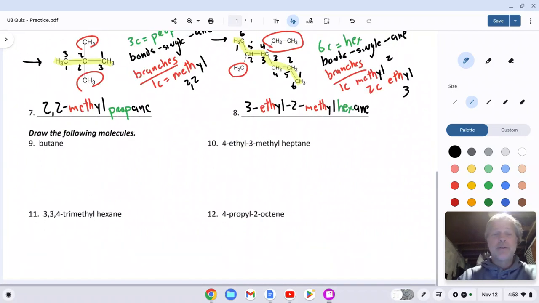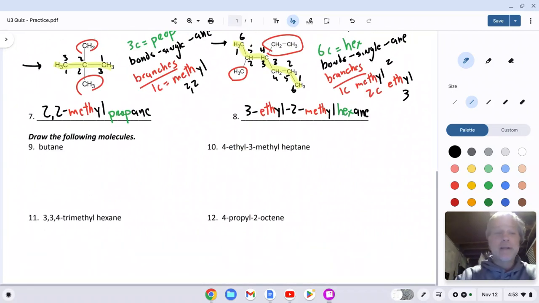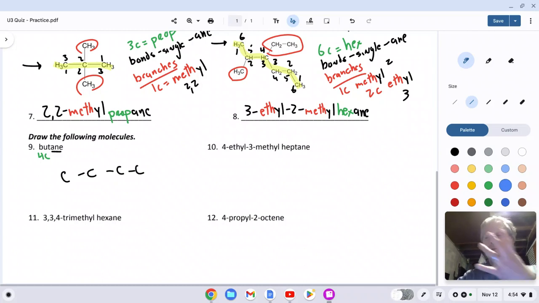The next part that you were asked to do is to draw the structures. And so I'm just going to go ahead and dissect what the name tells me. ANE tells me all single bonds are present, and the prefix but tells me it's 4 carbons long. So when I go to draw this chain, it's going to be 1, 2, 3, 4, all single bonds. And then that's it. There's no branches. So now I have to add hydrogens until I get every carbon to have 4 things stuck to it. So 1, 2, 3, 4, 5, 6, 7, 8, 9, 10.